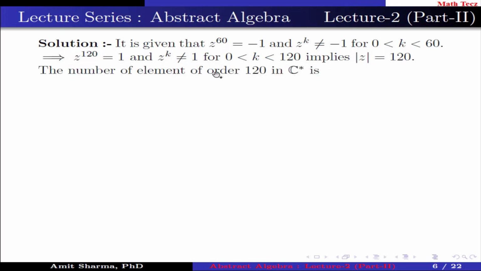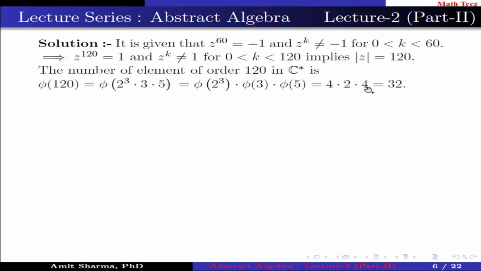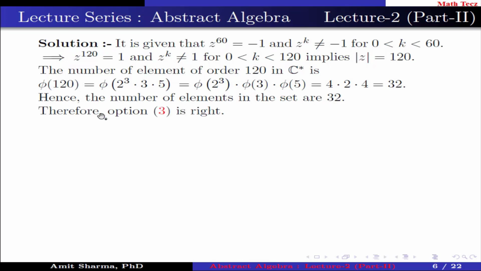The number of elements of order 120 in C star is phi of 120, which can be written as phi of 2 cube into 3 into 5, which can be further written as phi of 2 cube into phi of 3 into phi of 5, which is equal to 4 into 2 into 4, which is equal to 32. Hence, the number of elements in the set is 32. Therefore, option 3 is right.